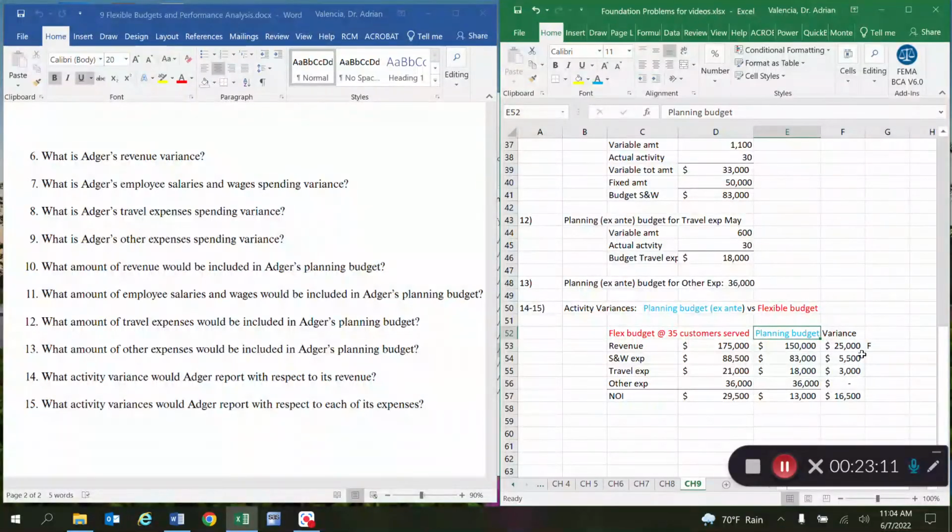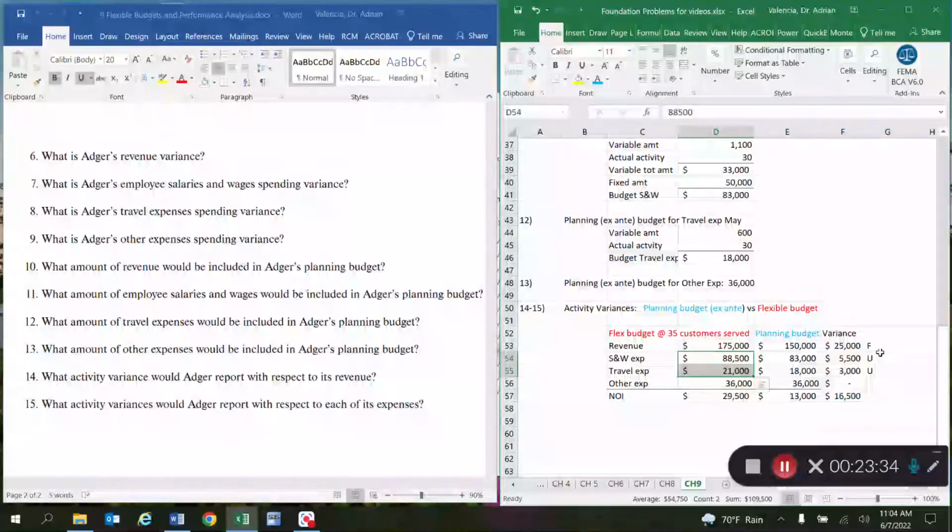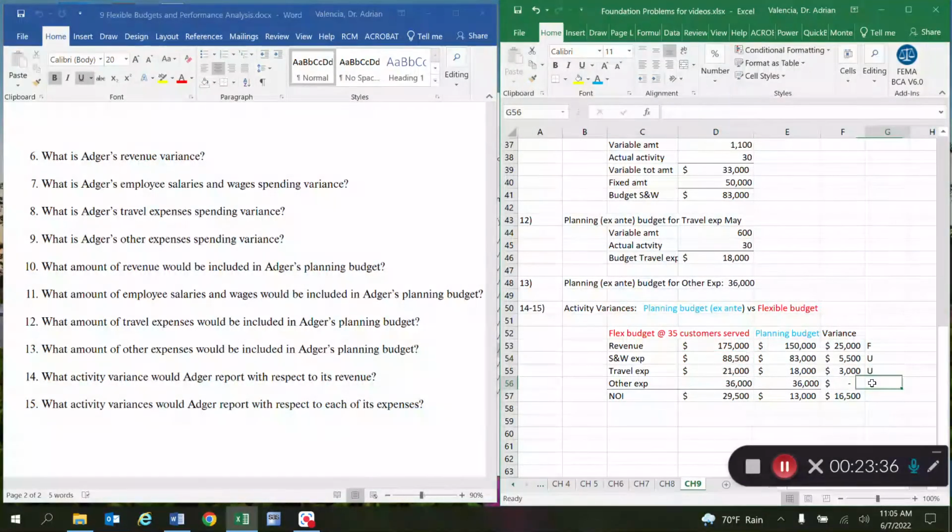And then these right here are unfavorable because we spent more. But if you think about it, calling this unfavorable can maybe be a little bit misleading because the fact is we ended up having more customers, and that's always a good thing. If we have more customers, we're going to spend more on expenses, right? So be careful how you analyze this. This is an activity variance, all right? And then this is just net zero, so there's no difference there.